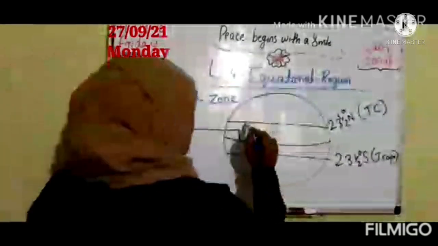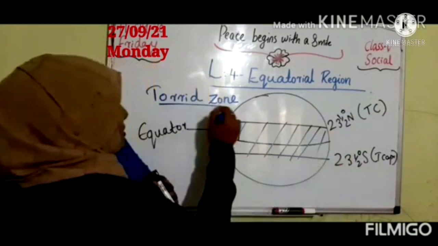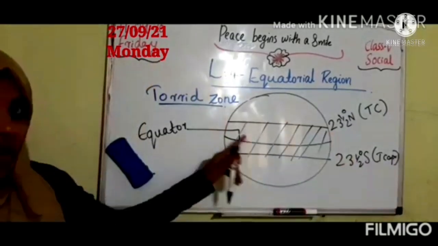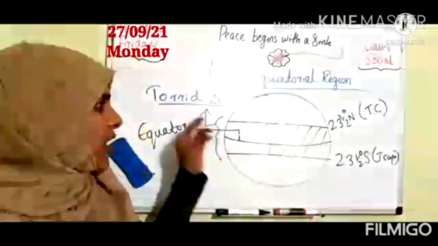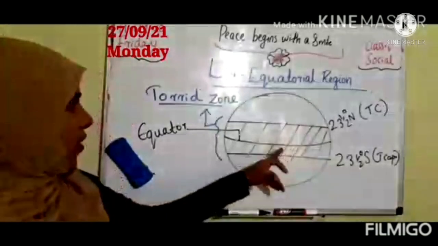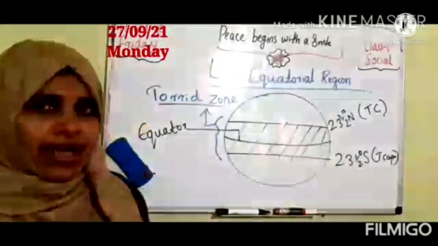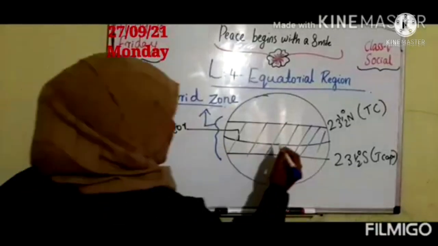This part we call what, children? Yes, the torrid zone. Okay, this part we call the torrid zone. Clear, all of you? I am going to teach you about the different regions we can see in the torrid zone, or the equatorial region, that we can check. Okay, so all of you listen carefully.